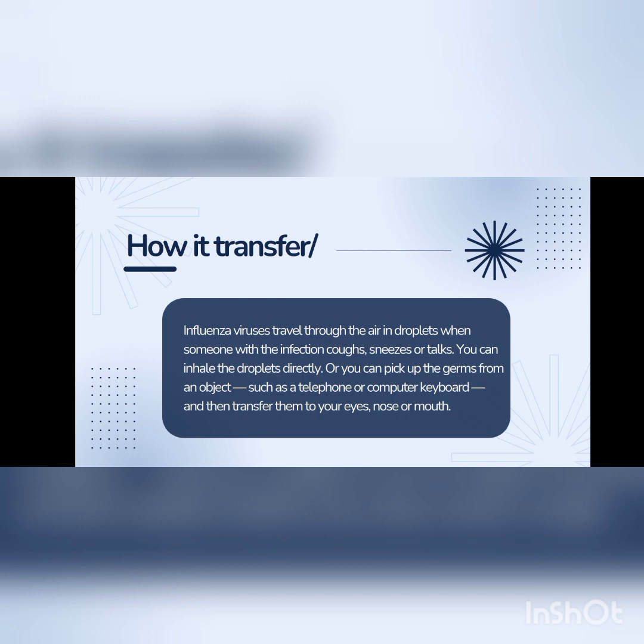How is it transferred? As we know, influenza is a communicable disease, meaning it can transfer between people, and the influenza virus travels through the air in droplets. When someone with the infection coughs, sneezes, or talks, you can inhale the droplets directly, or you can pick up the germs from an object, such as a telephone or computer keyboard, and then transfer them to your eyes, nose, or mouth.